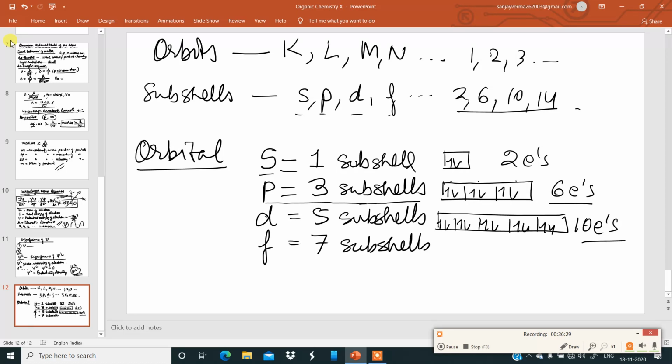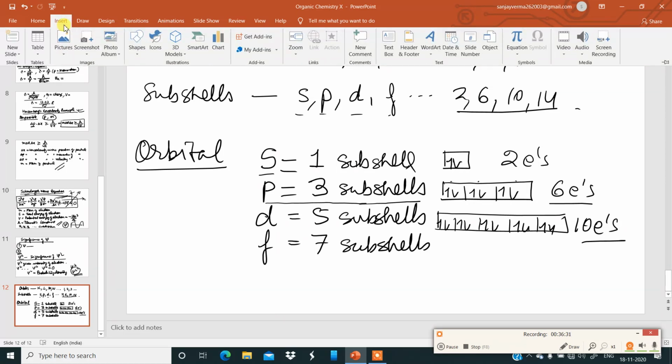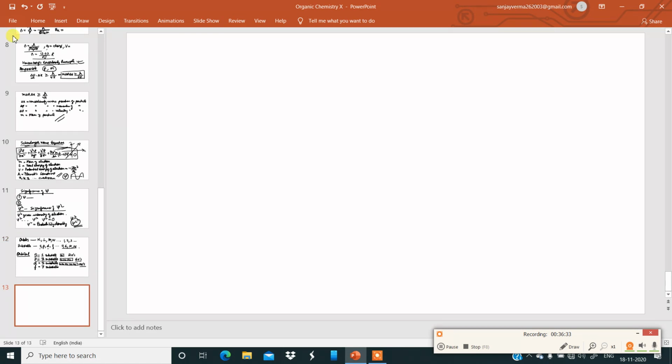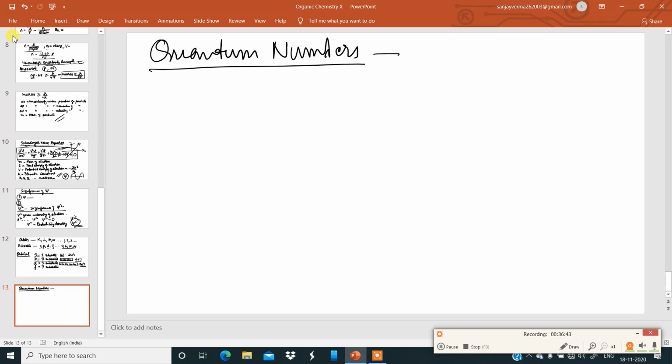Now I will be discussing the quantum numbers. Quantum numbers. Now, what are quantum numbers? The quantum numbers may be defined as a set of 4 identification numbers.